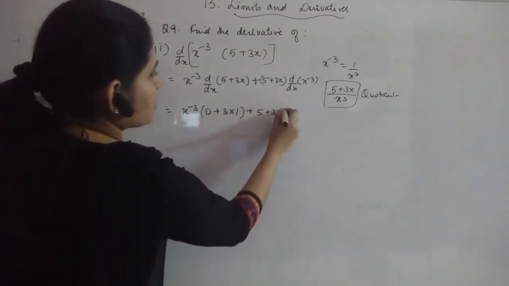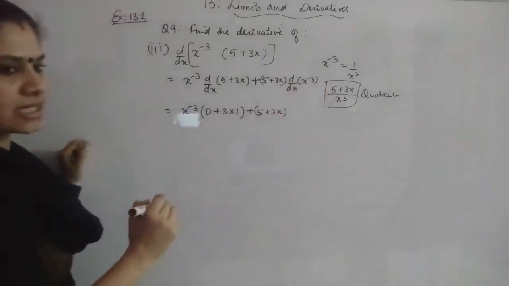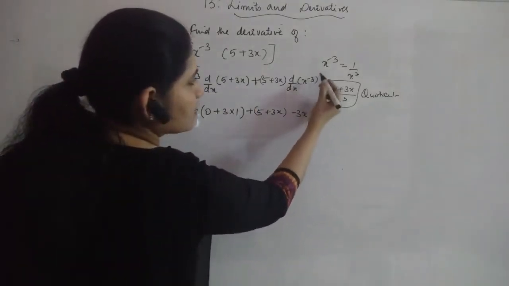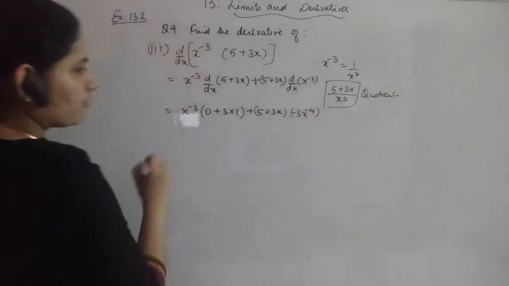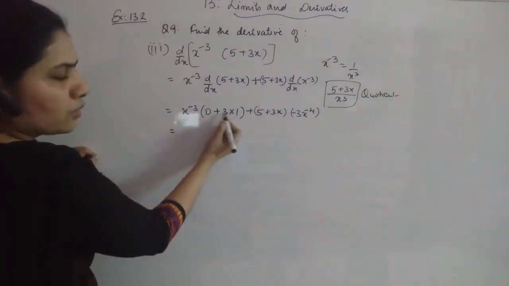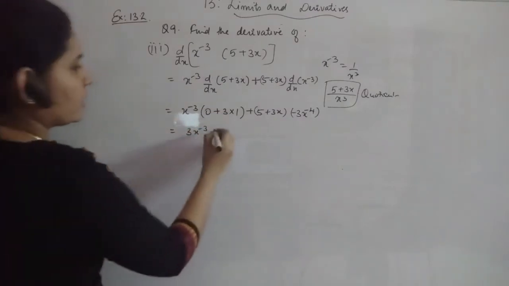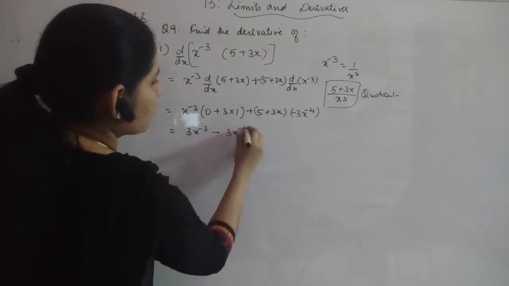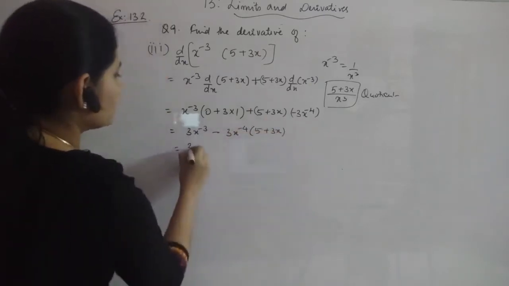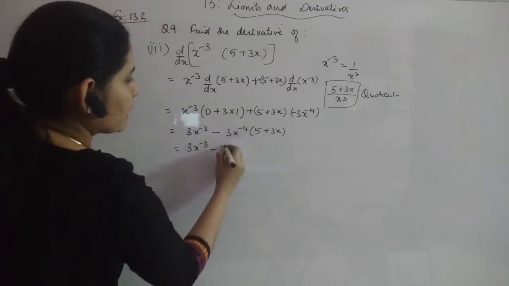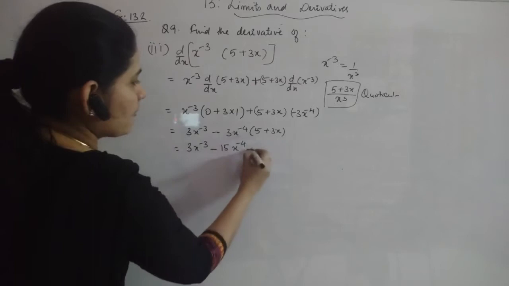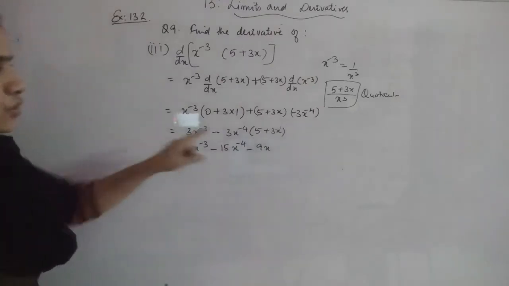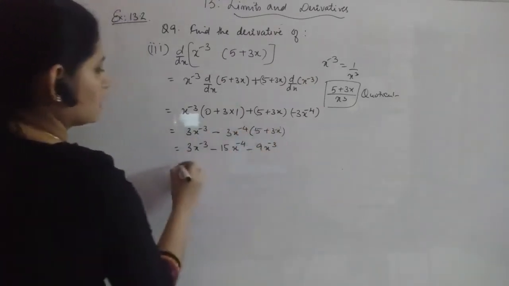Next term is 5 plus 3x, again constant, and derivative of x raised to minus 3. Again you are using the same thing, nx raised to n minus 1. So you will get minus 3 into x raised to minus 3 minus 1. It should become x raised to minus 4. Okay, so here you have only 3. So 3 into x raised to minus 3 plus, okay, negative sign, 3 x raised to minus 4 into 5 plus 3x. Now we can just multiply them. These two will give you minus 15 x raised to minus 4 minus 9 x raised to, this is minus 4, this is 1. So what the power becomes is minus 3, right?